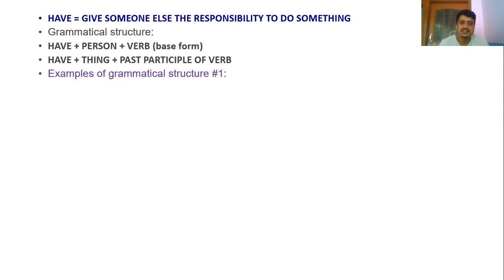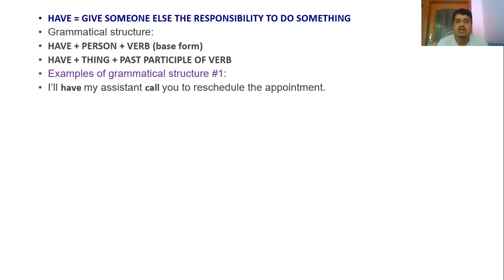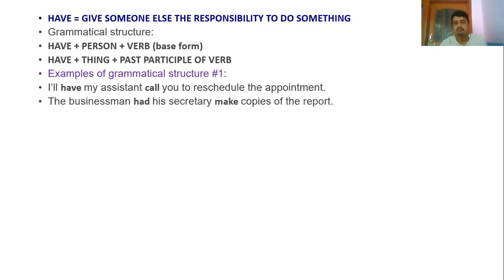Examples of grammatical structure 1. It means have plus person plus verb. I will have my assistant call you to reschedule the appointment. My assistant is the person and call is the base form. The businessman had his secretary make copies of the report. Here his secretary is the person which is just after the causative verb had. So we have to use the base form of make.